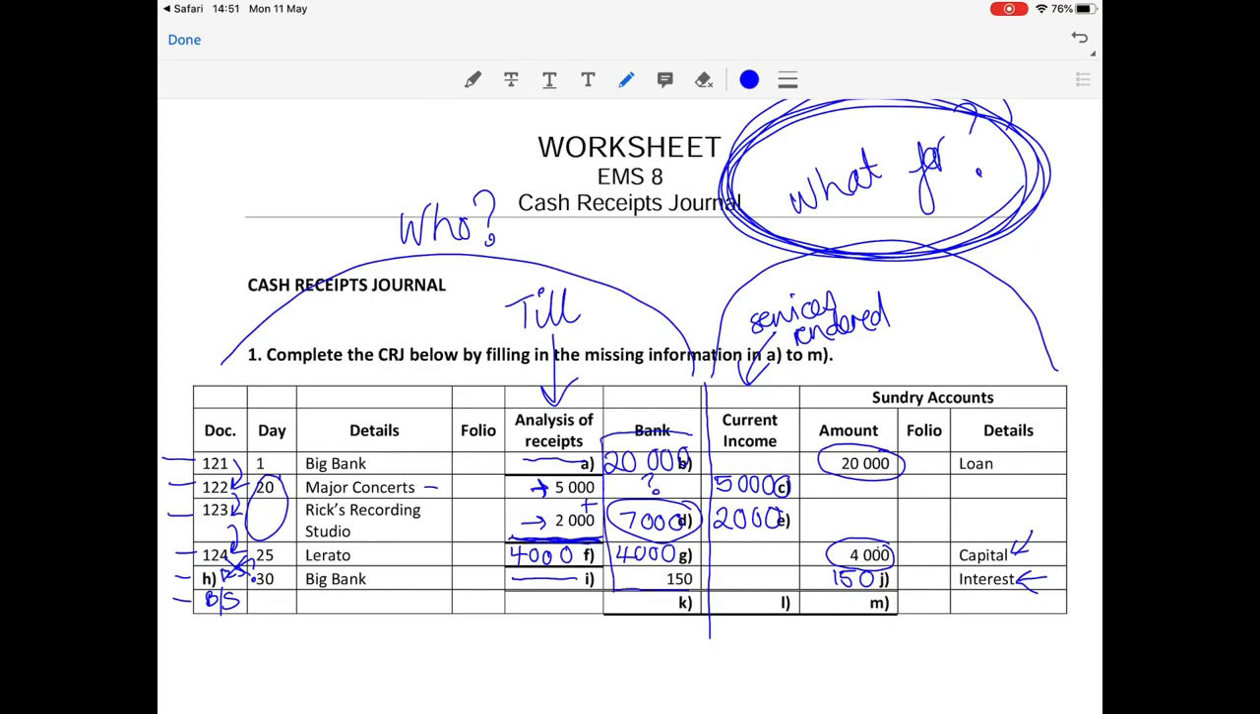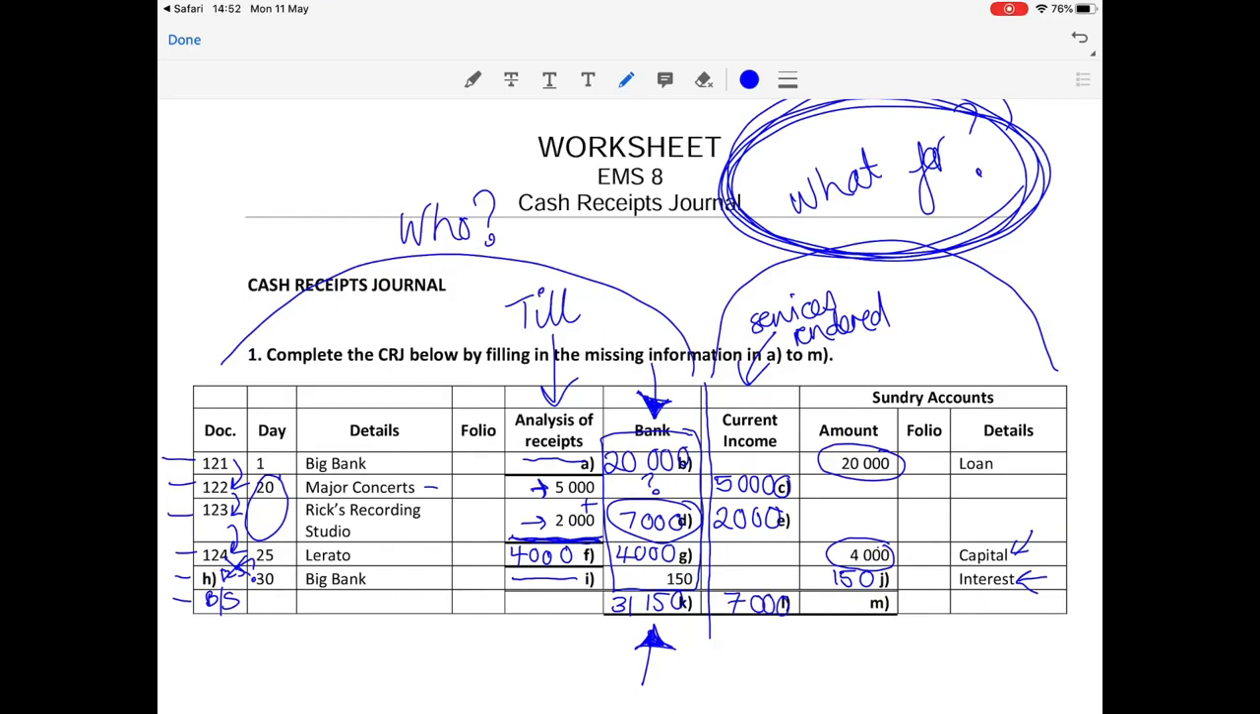Now all that is left for us is to total our columns. So in the bank column, we take the total of all of our transactions for the month, and we get a total of 31,150. And that tells us how much money this business made. Because remember, every cent that your business makes must be recorded in the bank column. So the total of your bank column tells us how much money came into the business throughout the whole month.